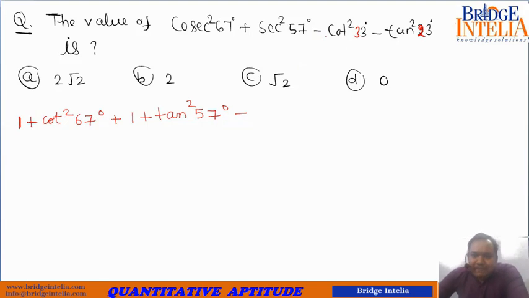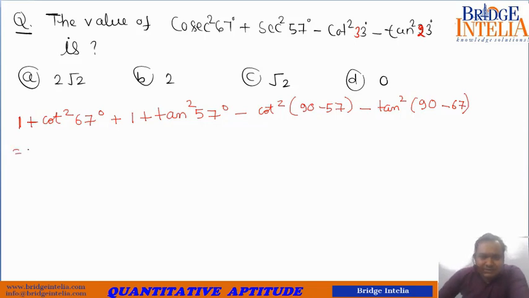So now minus cot square 33, we know that 33 and 57 are complementary, so you can write this as minus of cot square of its complementary angle. So 90 minus 57. Similarly, 23 is complementary of 67, so I can write this as minus of tan square of 90 minus 67.